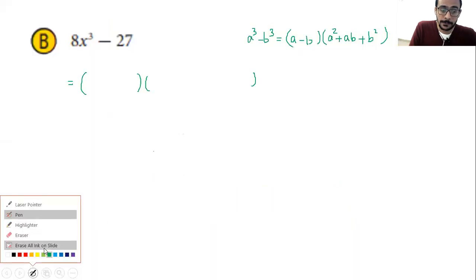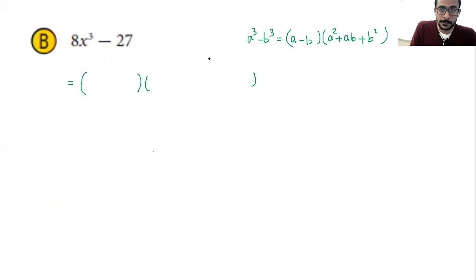Okay, at first, a minus b will equal 2x minus, the cubic root of 27 is 3, so minus 3. Then square the first, it will be 4x squared. The change of the sign here should be plus, and then multiply them together, it will equal 6x. And square the second, which is 9. Excellent.